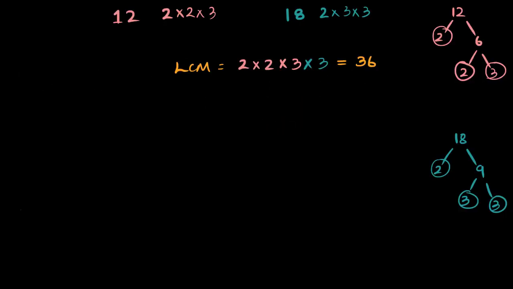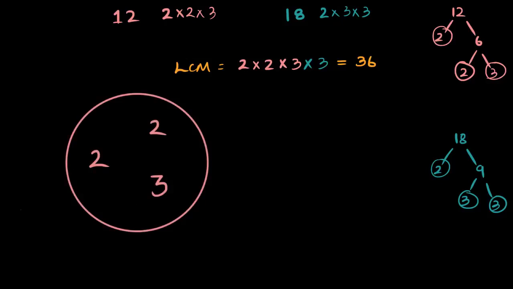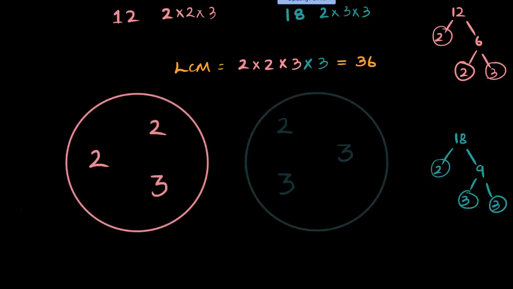Now the way I like to do it is to imagine 12 to be a circle like this, containing its prime factors, and 18 as well, like this. Now, how is the LCM connected in this picture? How should you think of finding the LCM using this picture? If I were to do it, what I'll do is that, hey, I'm still the LCM.